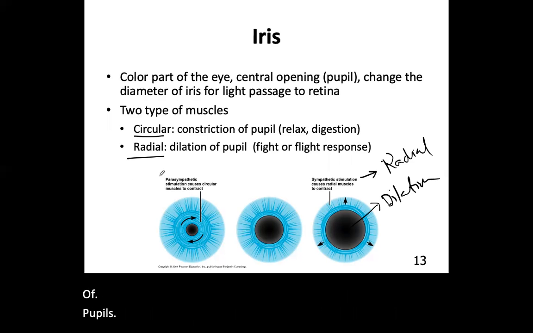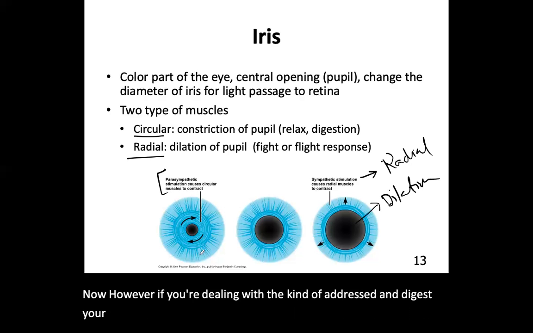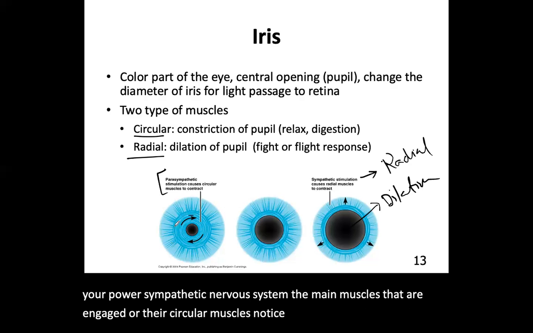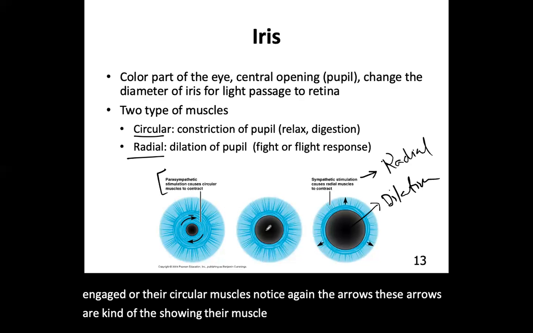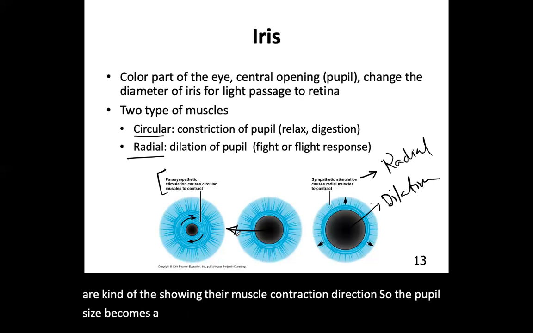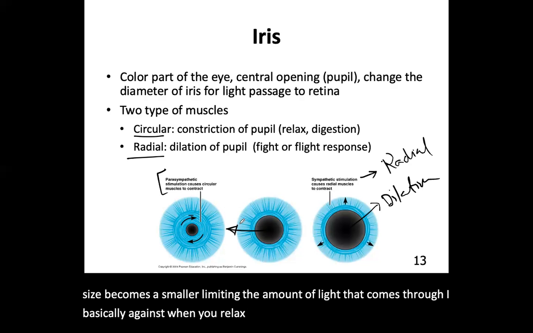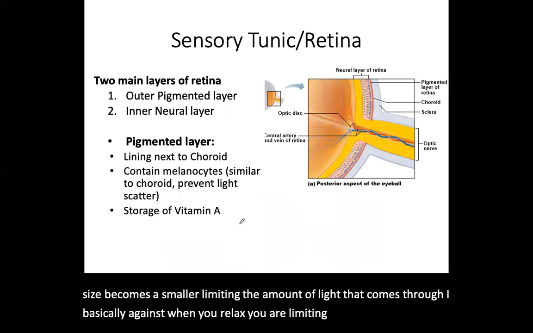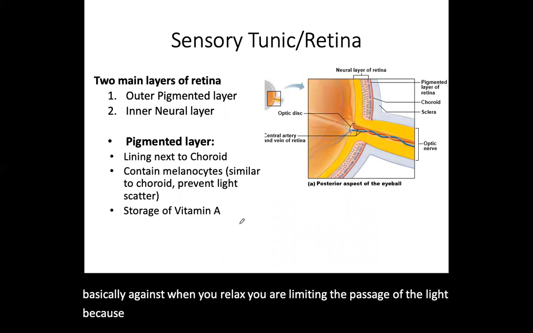However, if you're dealing with a rest and digest, your parasympathetic nervous system, the main muscles that are engaged are the circular muscles. Notice again the arrows. These arrows are showing the muscle contraction direction. So the pupil size becomes smaller, limiting the amount of light that comes through the eye. Basically, when you relax, you are limiting the passage of light because your focus is not creating the best image.